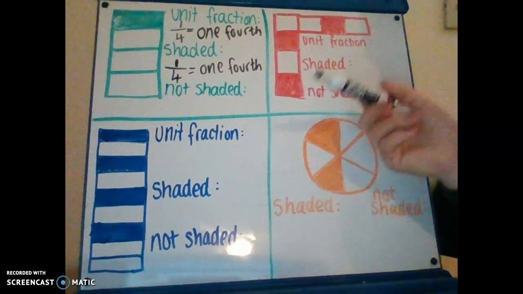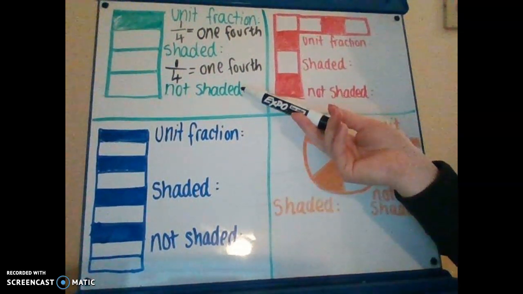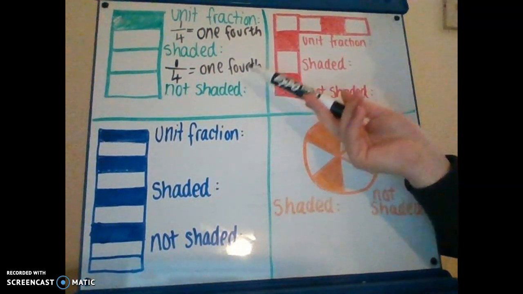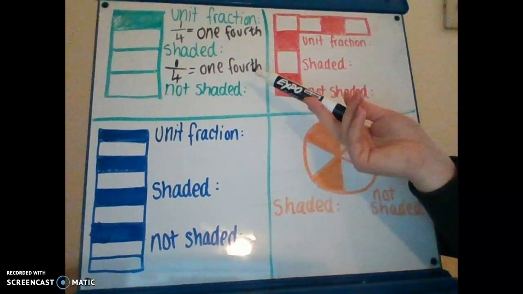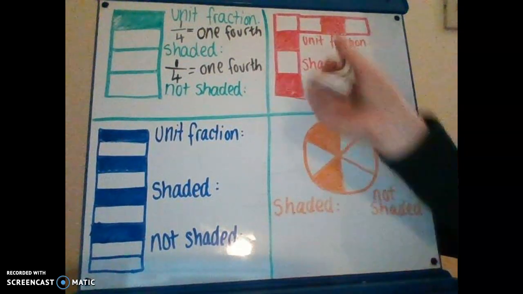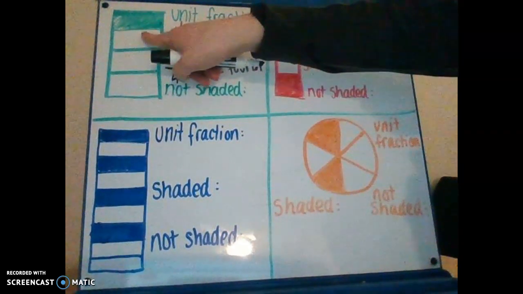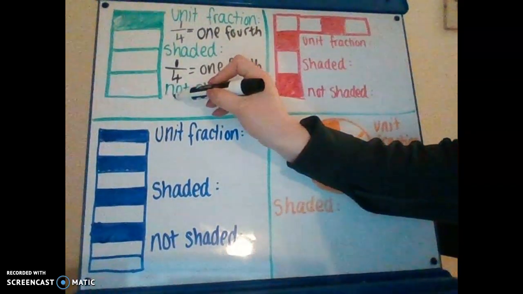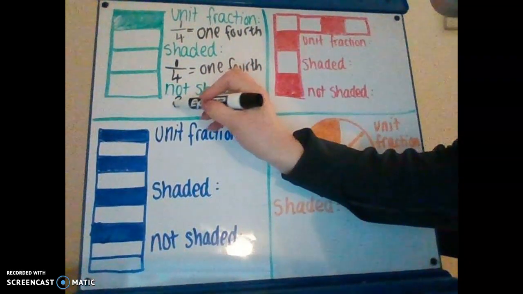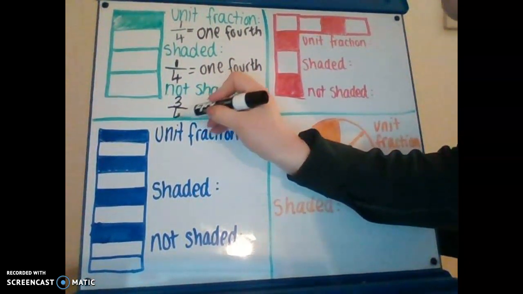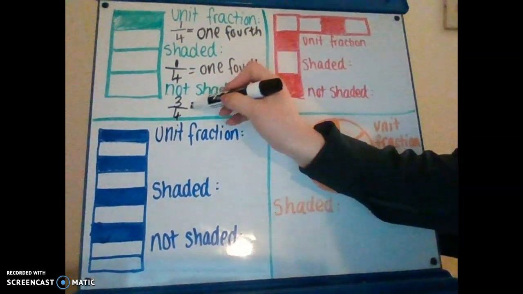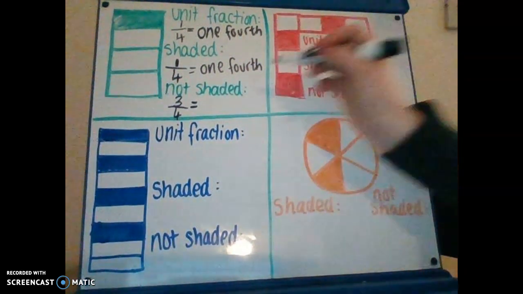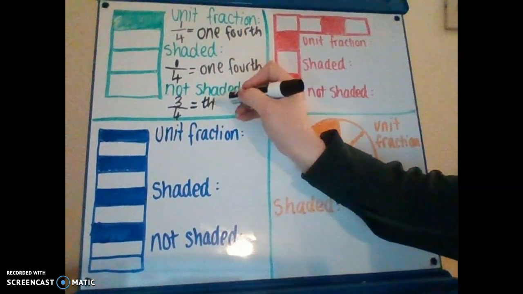Now our not shaded part. Remember, we're counting the non-shaded. So our numerator is the number of parts that are not shaded. We have 1, 2, 3 equal parts that are not shaded. And we have 4 equal parts in the whole. So we have 3/4, which can also be written like this, 3/4.